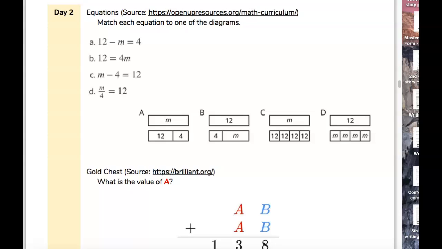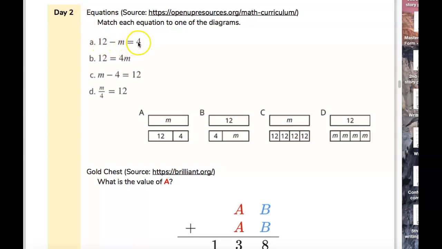All right, we're going to look at week 2, day 2 in our packets. I know some of you don't have your packets, but they should be arriving soon. All right, so all we're going to do here is match each equation to one of the diagrams. Okay, so let's take a look at this one. I'll do an example with you.